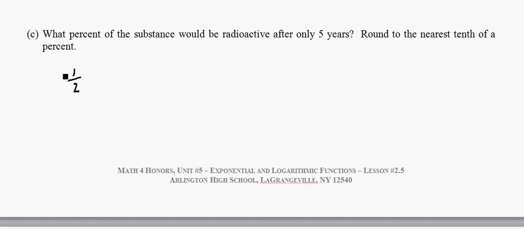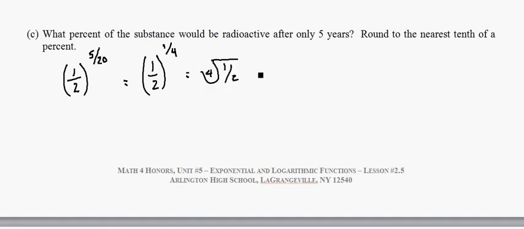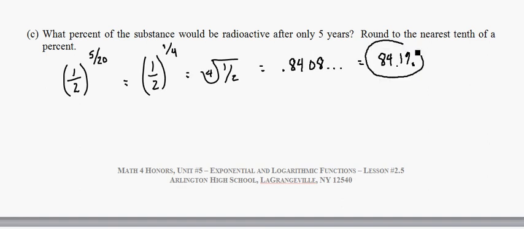Again, the question is, how many times do I get to apply multiplying by 1/2? Well, I only get to apply it 1/4 of a time. I know that sounds weird, but that's the whole point of fractional powers. And again, if you want to think about it this way, it's the 4th root of 1/2, but you don't have to. Obviously, you can just enter 1/2 to the 1/4 on your calculator. That ends up being 0.8408, etc. So we'll go with 84.1%.